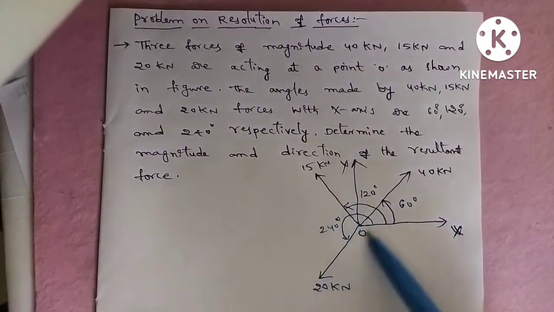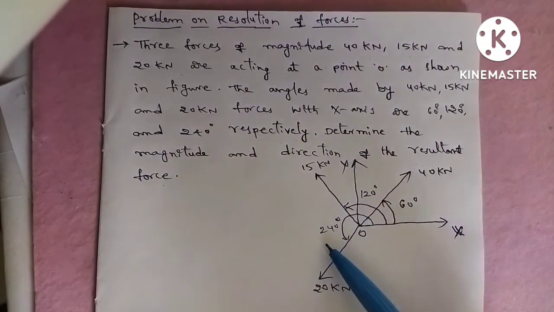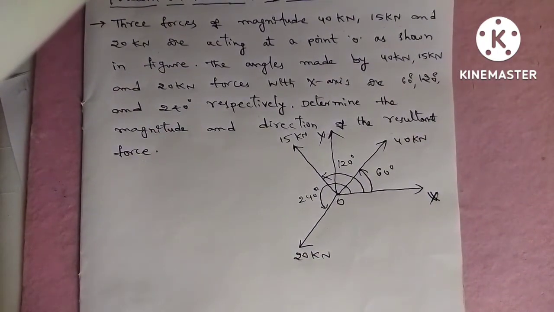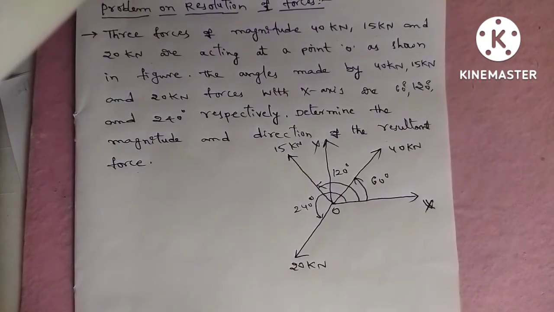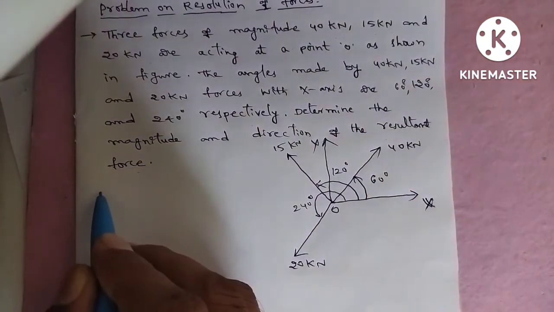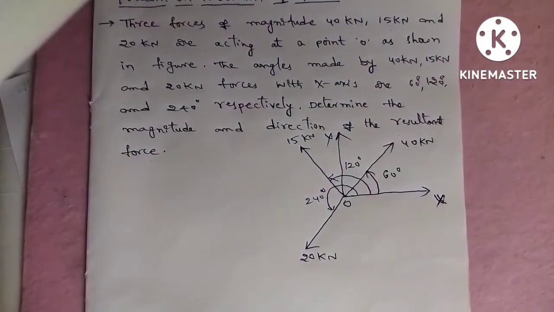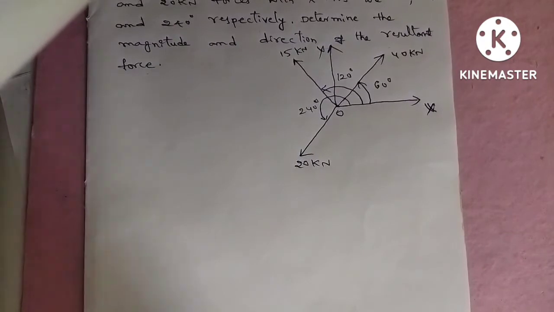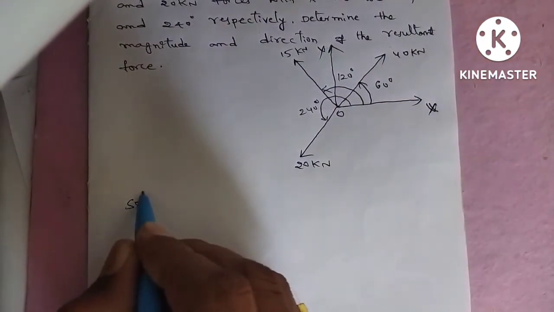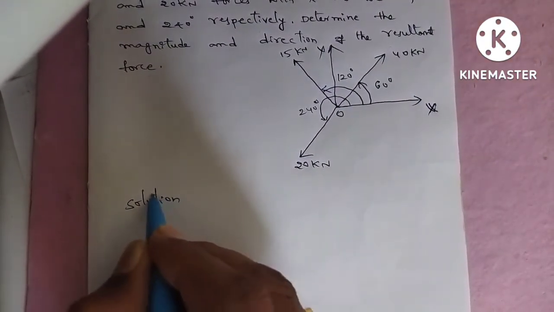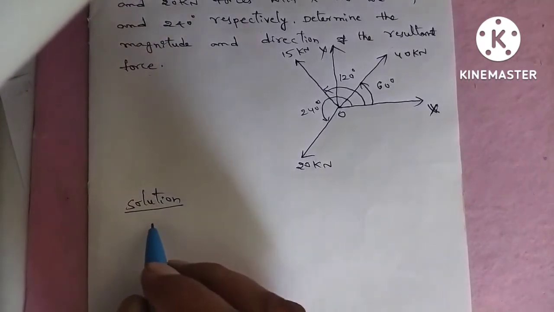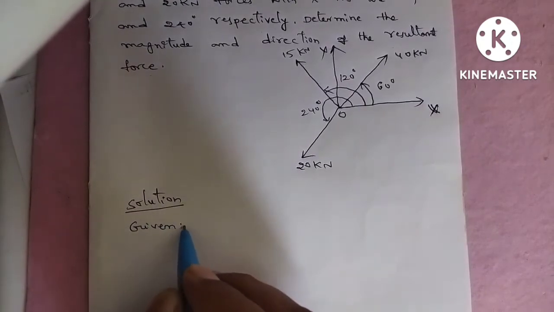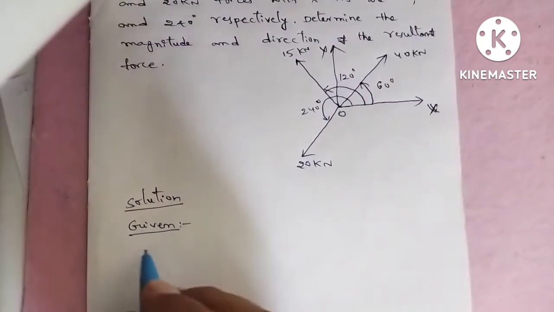So three forces are acting at different angles with the x-axis, all acting at O. We have to find the resultant of these three forces. Okay, now we will see the solution. First of all, write the given data.